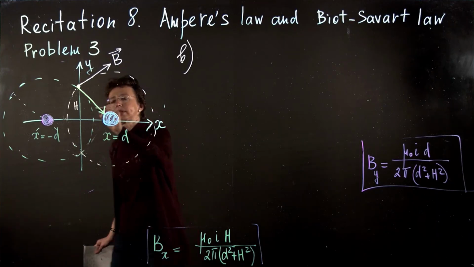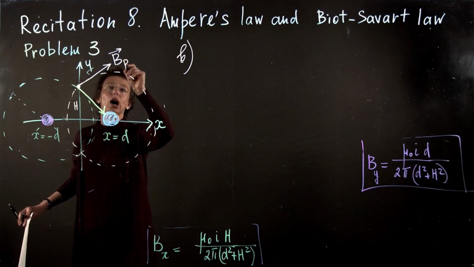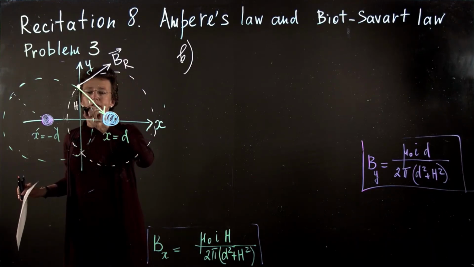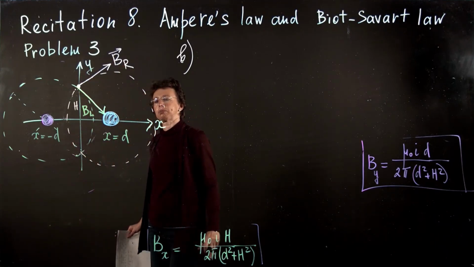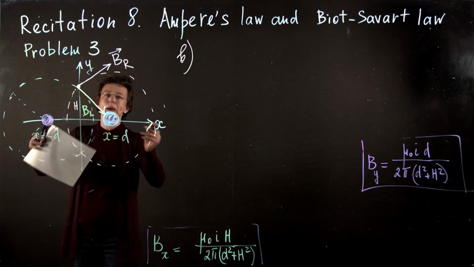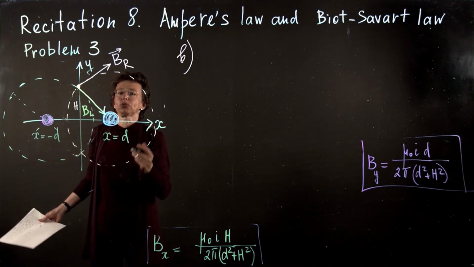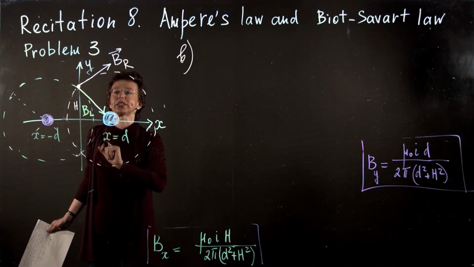Now this is B right. I put R for B right. This is B left. And now let's look at this picture. Since the currents have the same magnitude, these two lengths are the same: the magnitudes of the magnetic field created by the left and right wires are the same.